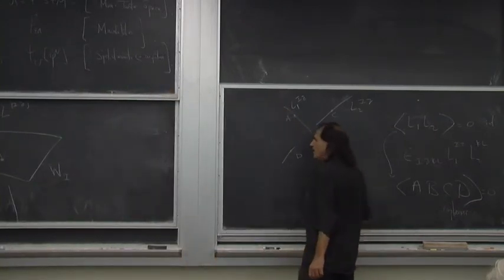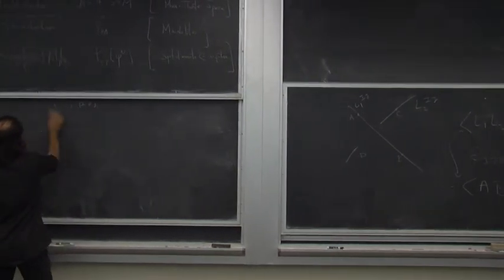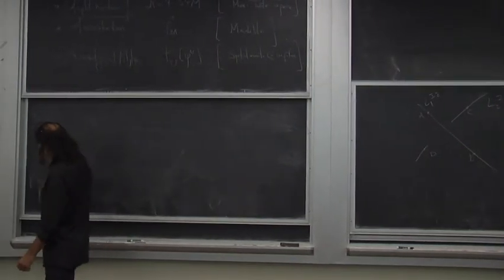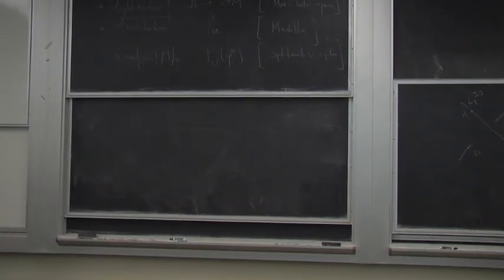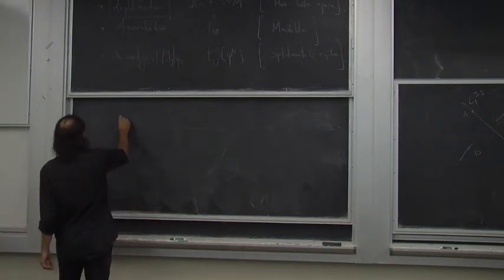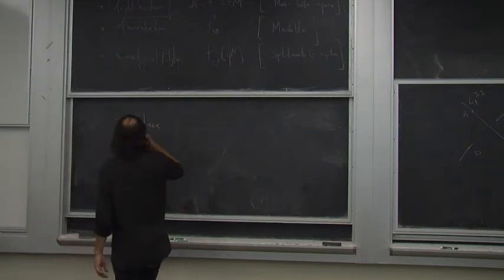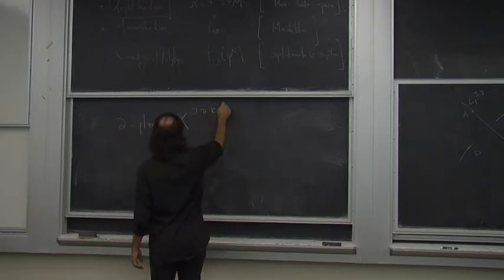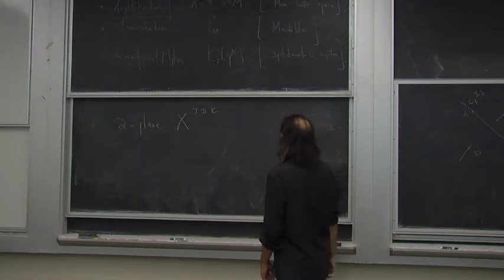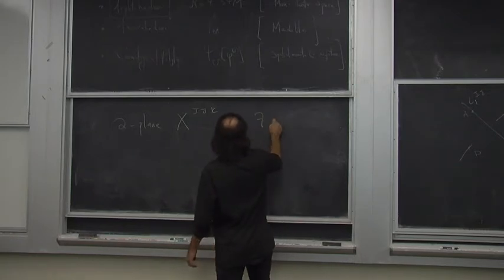Okay, and finally, this way of thinking about things makes it very convenient to do geometry in higher dimensions. So let's just do a random example. Say I give you a 2-plane X, so this has 3 indices. I give you a 2-plane in 7 dimensions.